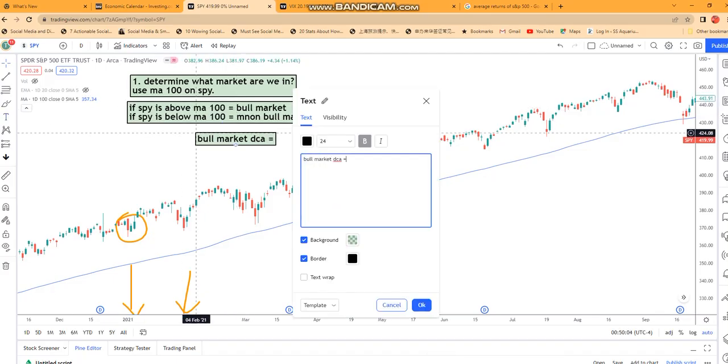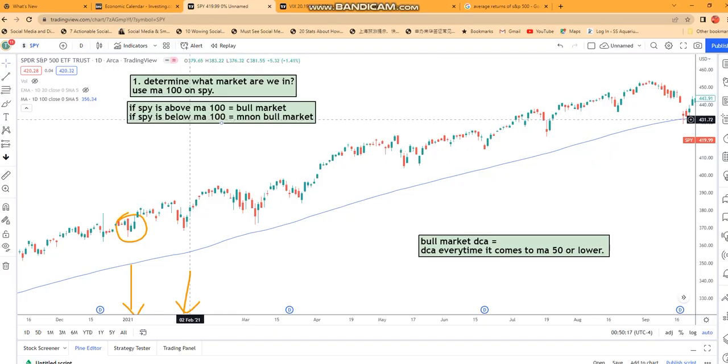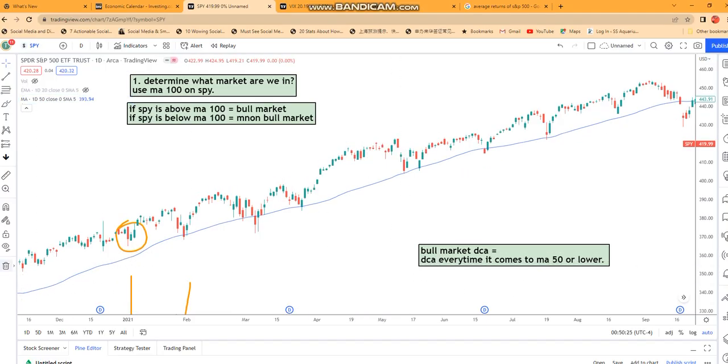DCA. Okay, very simple. In a bull market, you DCA every time it comes to MA50 or lower. So this is the bull market method. So MA50, what is that? Basically, I'll change this length from 100 to 50. So I will be buying every time it touches the blue line.